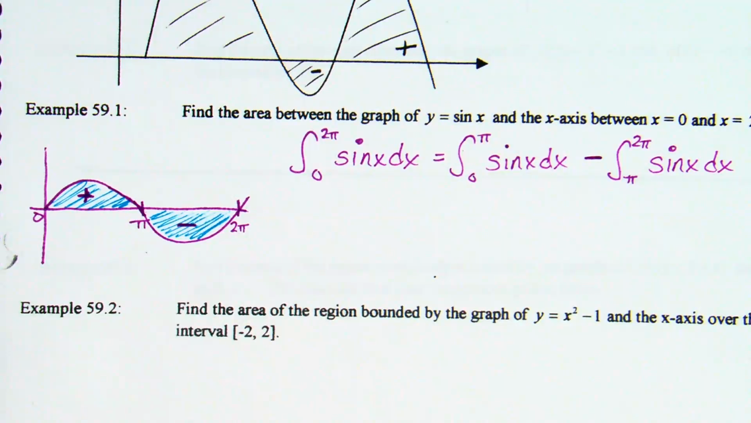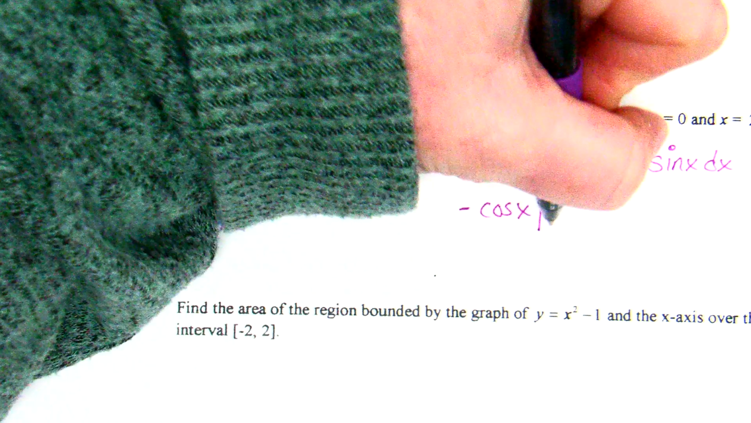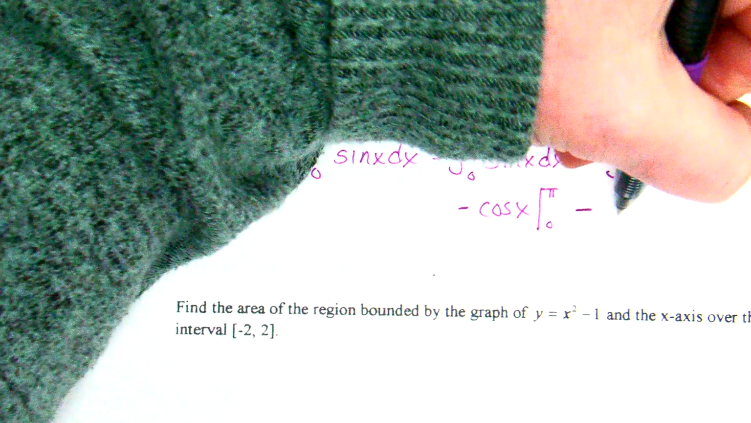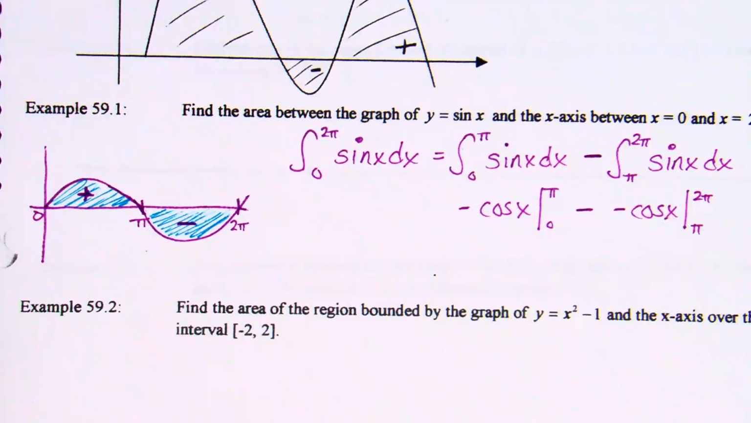Questions on the setup? What is the integral of sine? Negative cosine. So negative cosine x, evaluated from 0 to pi, minus, what's the integral of sine again? Negative cosine x, integral from, this time, pi to 2 pi.